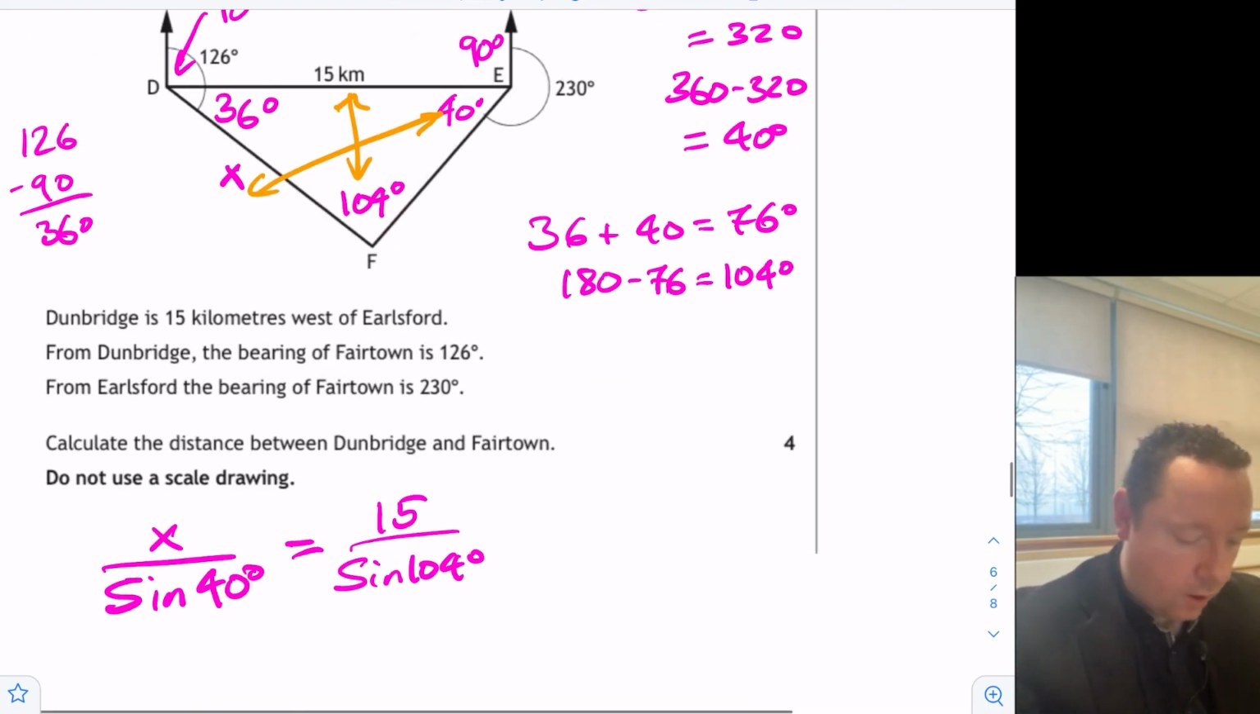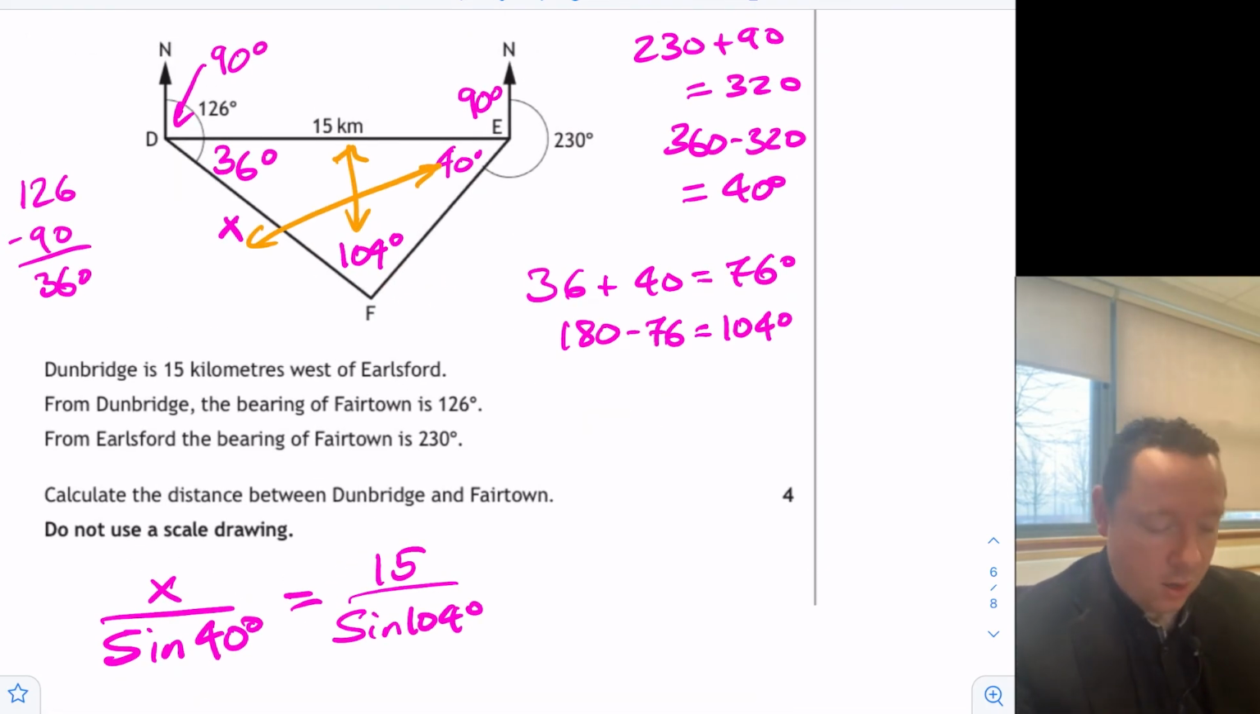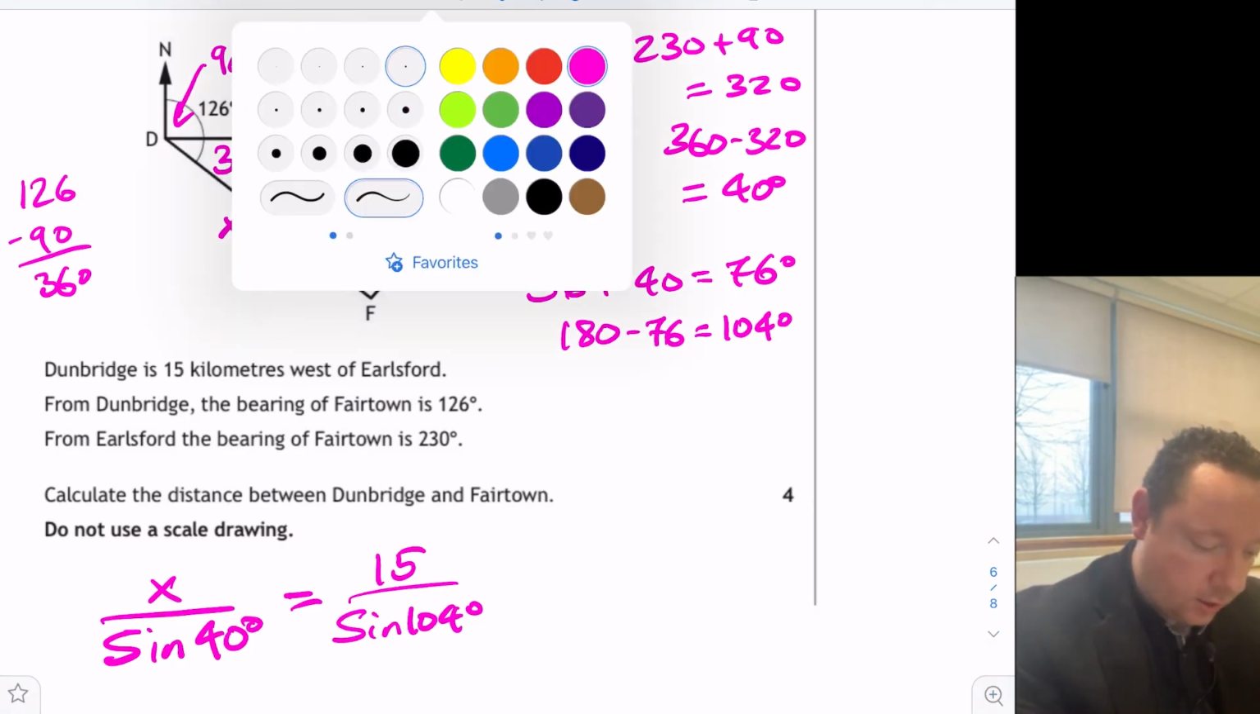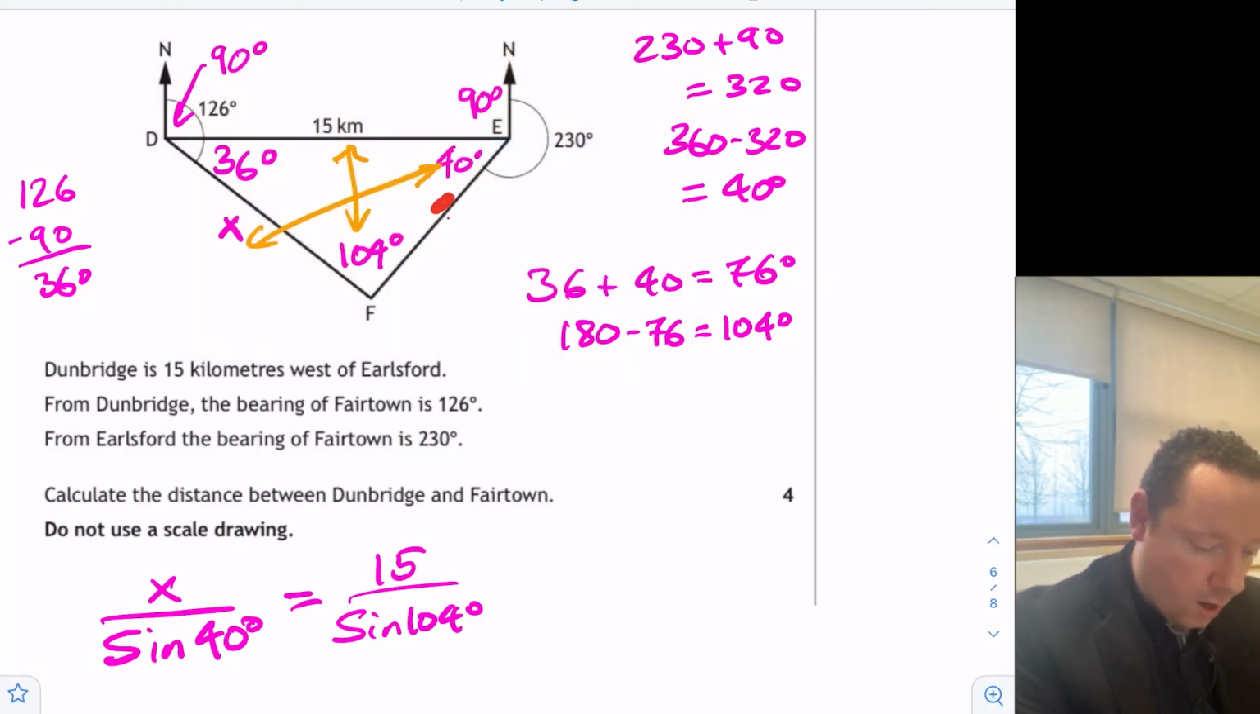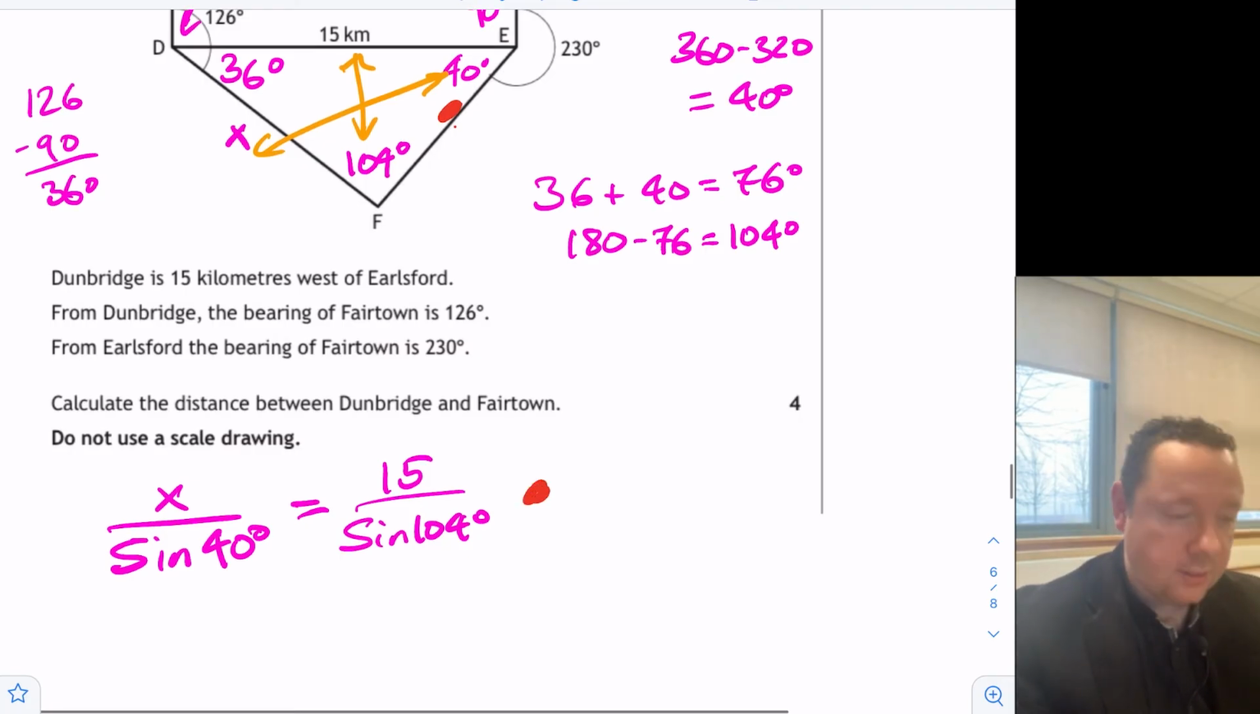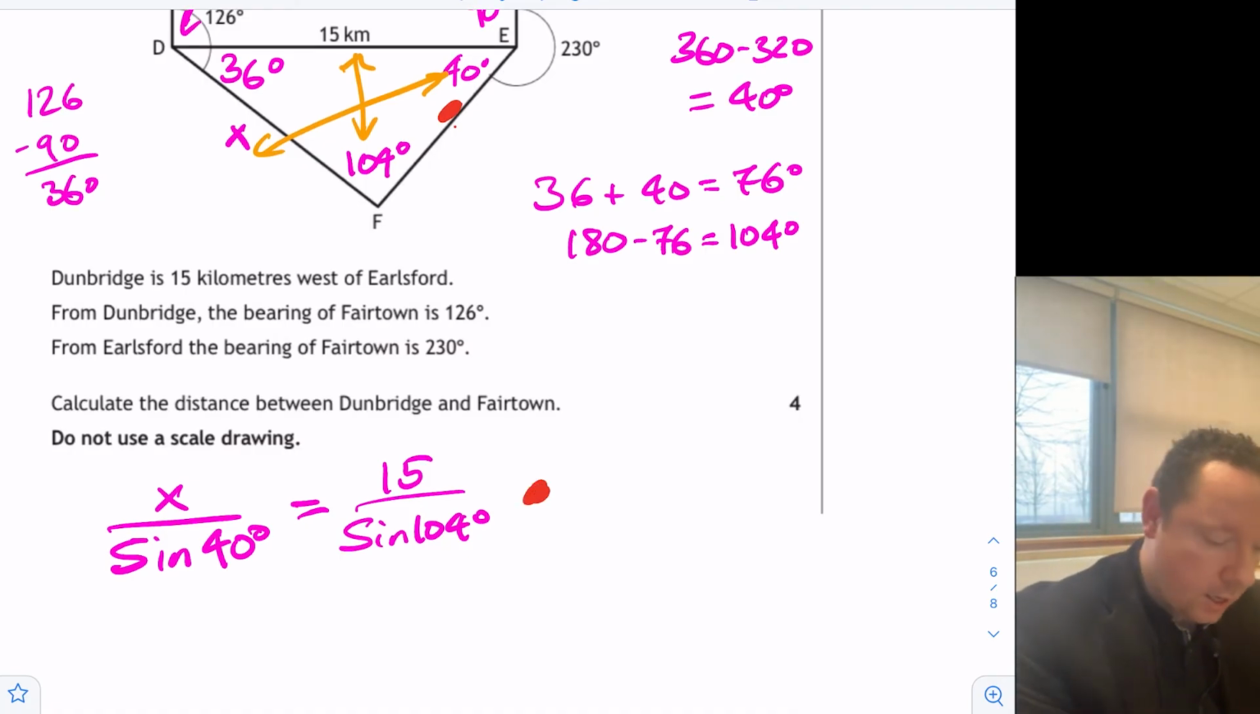So marks so far. You're getting a mark for 40 and 104 degrees. If you've managed to just calculate your angles inside your triangle, over here you've got a mark, and then you've got a mark for writing down the correct sine rule. Now we need to rearrange it.